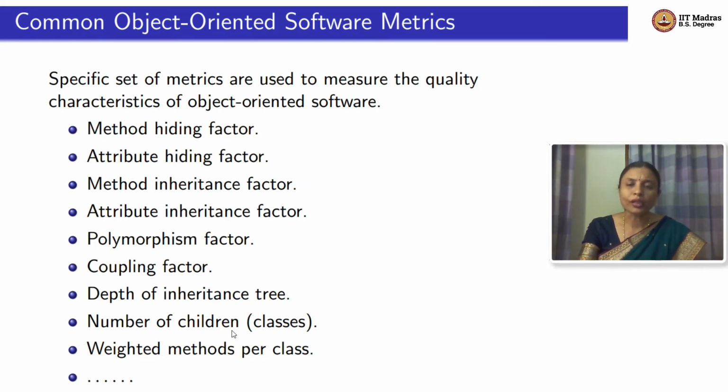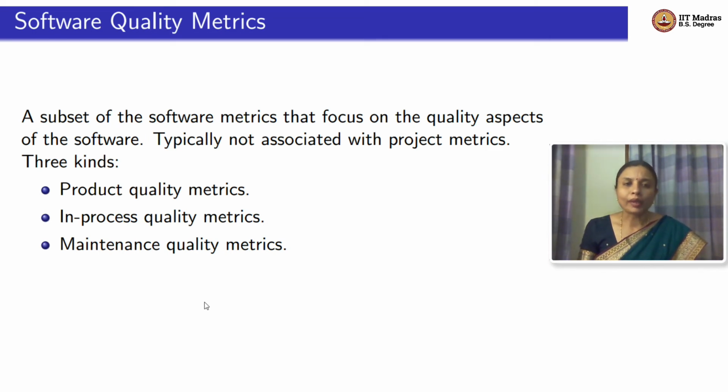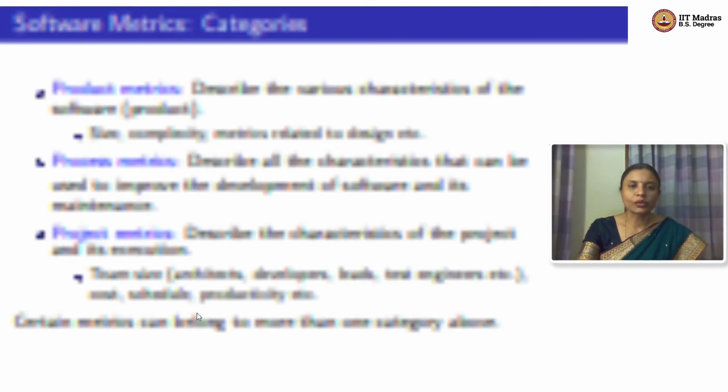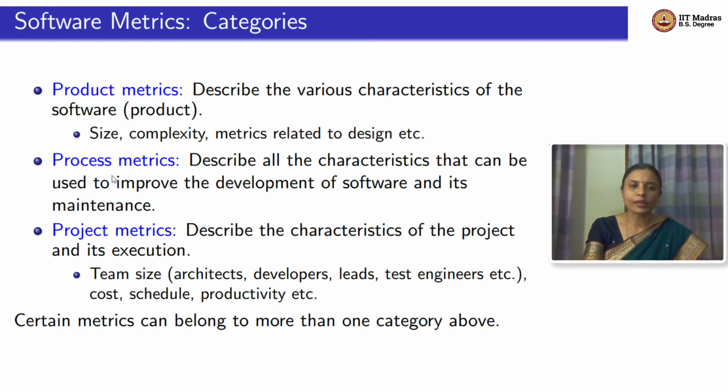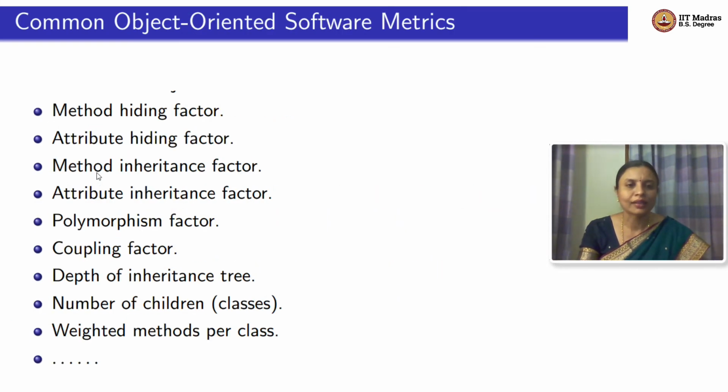Let's now move on and look at metrics for software quality, because they directly relate to testing. Basically, software quality metrics are a subset of software metrics that focus on the quality aspects of software. They are not associated with project metrics. We saw product, process, and project, right? Quality metrics usually talk about product metrics and process metrics. Very rarely do they talk about the project in terms of human resources and things like that.